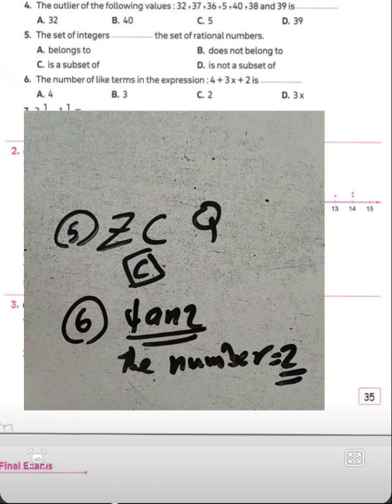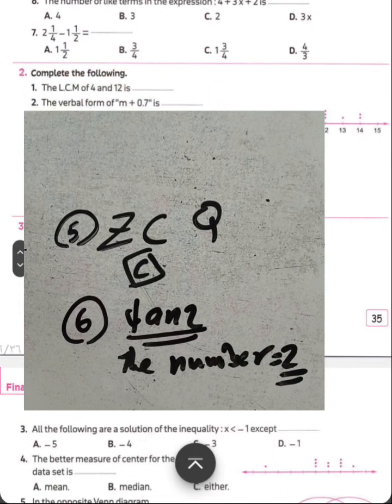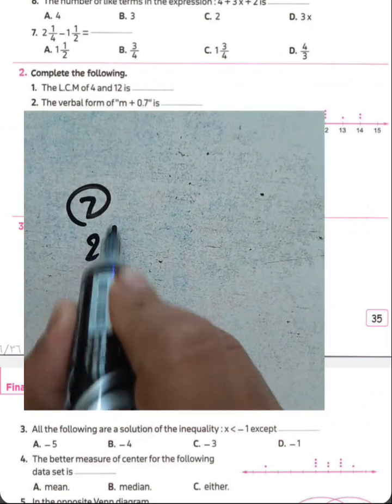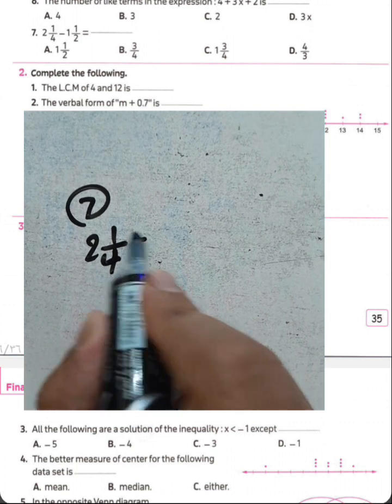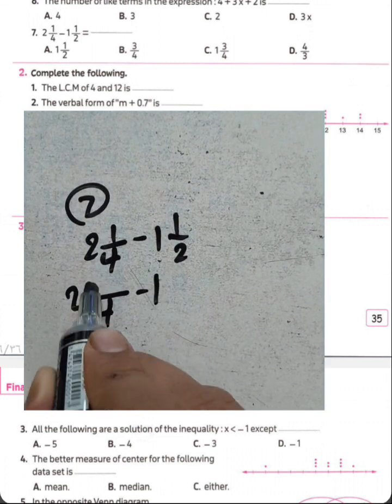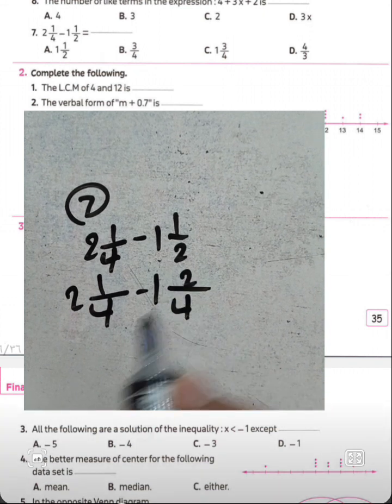Next question, question number 7. 2 and 1/4 subtract 1.5. We can find the least common multiple between the two denominators, 2 and 4 here. 4 can be divided by 2. Then we can write 2 and 1/4 subtract 1 and 1 over 2. We can convert this fraction, writing 4 in the denominator: 2 times 2 equals 4 and 1 times 2 equals 2.